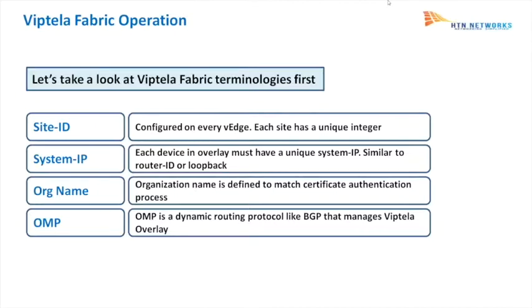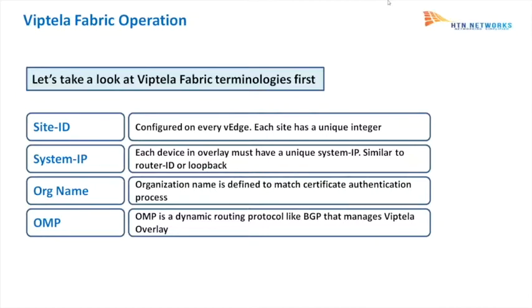And then organization name. Organization name is basically defined by Cisco. Whenever you order your equipment, they already configure an organization name on those devices. It is basically used to match the certificate authentication process. If you don't have the correct organization name, you can't bring up that device into your network.